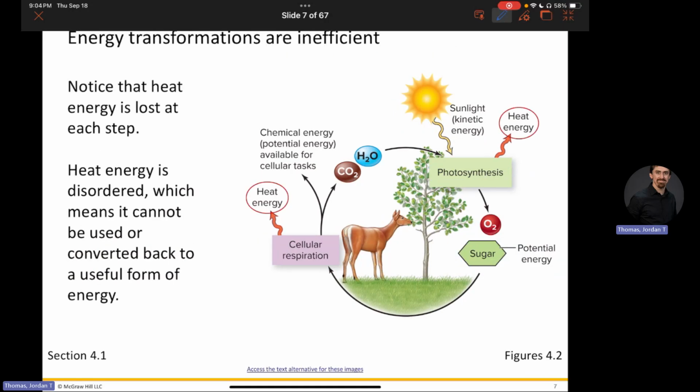Now, if you look carefully though, notice how during photosynthesis, heat energy is produced. And during cellular respiration, heat is also produced. So any type of transfer of energy is not 100% efficient. Some energy is lost, and that is lost in the form of heat most likely. That energy cannot be gathered back, it is just simply lost. Our body heat is produced by this loss of energy.